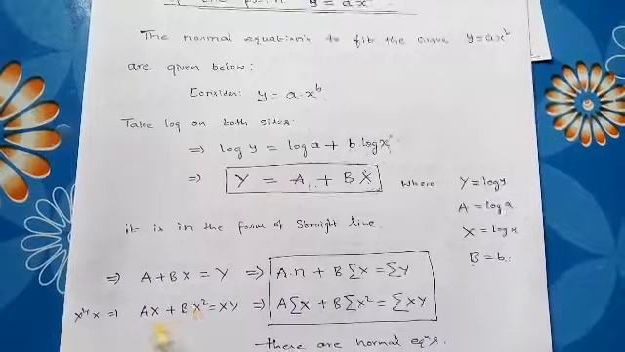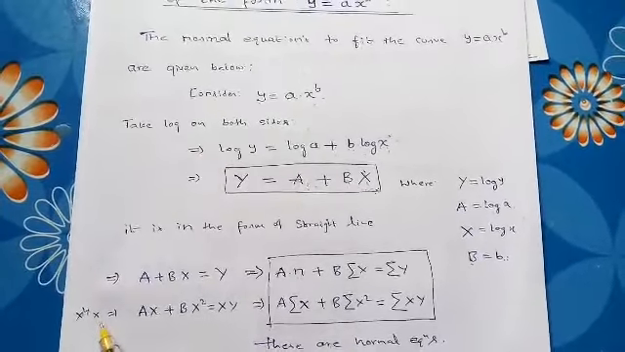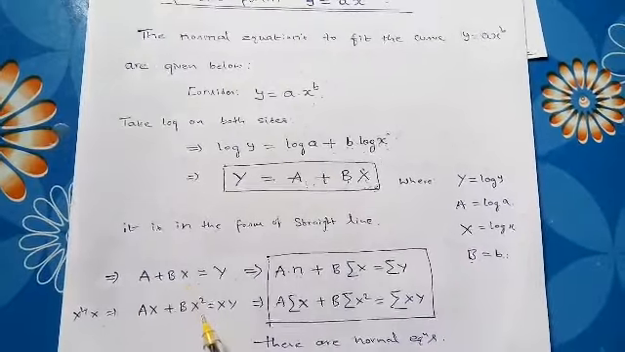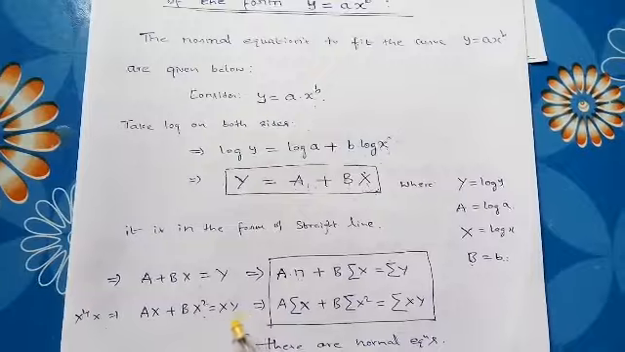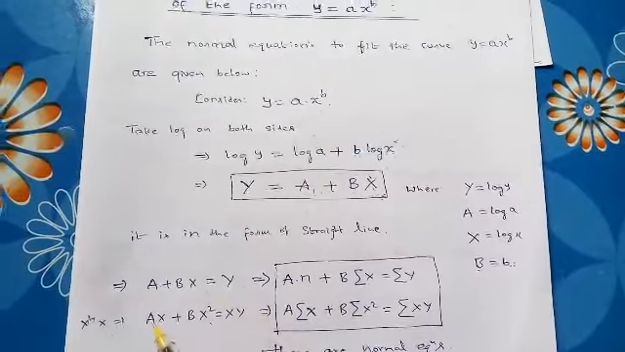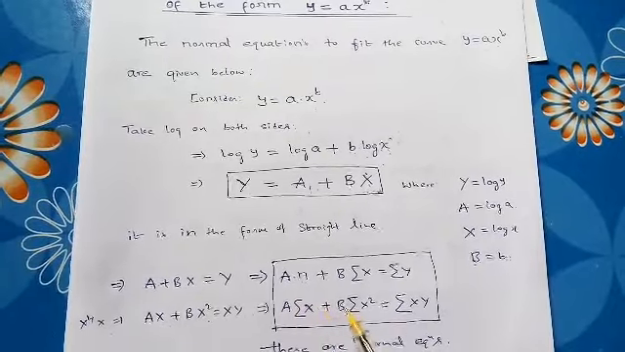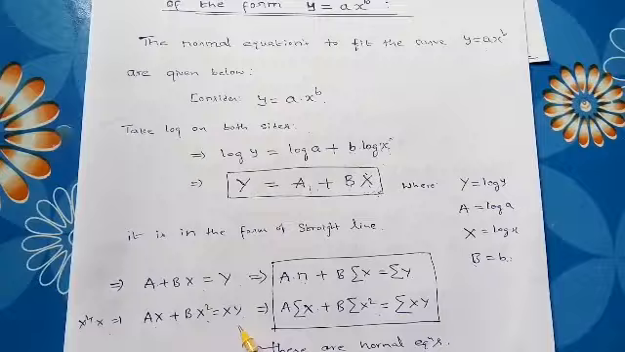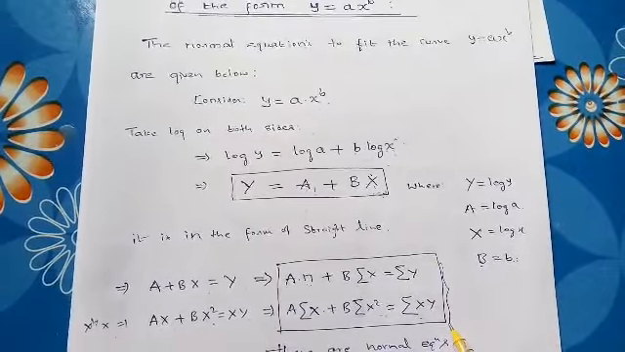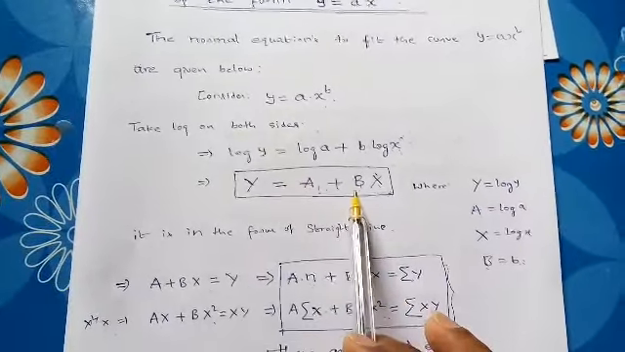For the second equation, multiply by X. To obtain the second equation, multiply X to the above equation. We get A into X plus B into X square equals X into Y. Apply summation throughout the equation. So A into summation X plus B into summation X square equals summation X into Y. These two are the normal equations to obtain the unknown constants A and B.